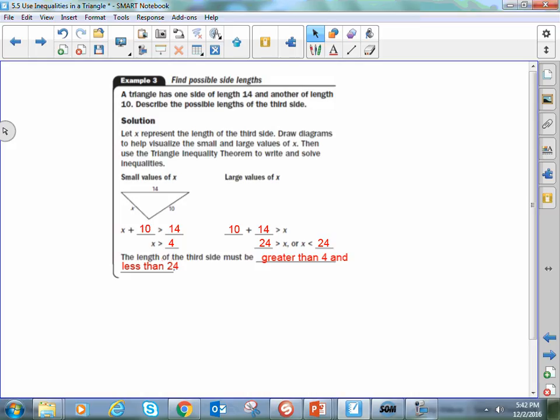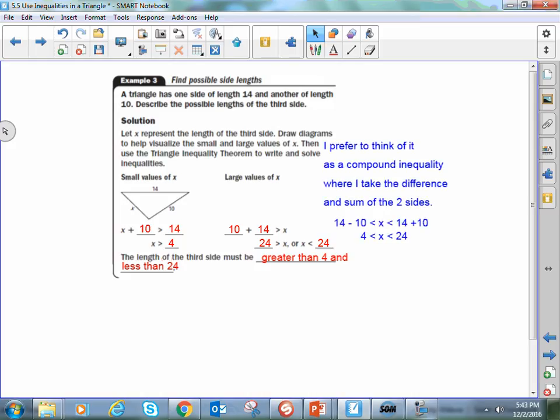Personally, this is how I like to think of it, and I really do see this more often in geometry curriculums, where they look at it as a compound inequality. They're simply saying, if we take the thing that we're looking for, side x in this case, and put it in between the two inequalities, we know it has to be greater than the difference but less than the sum. Let's put it as a compound inequality, and we usually see it written that way.